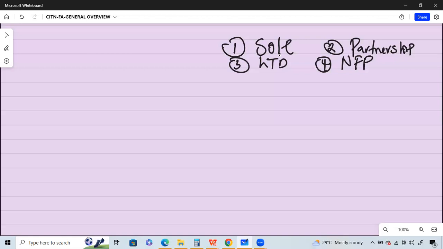And later on, we are also going to be talking about the preparation of financial statements of a sole trader, of a partnership, of a limited liability company, and of a not-for-profit making organization. Please don't forget, those are the things that we are going to be learning in our subsequent classes.